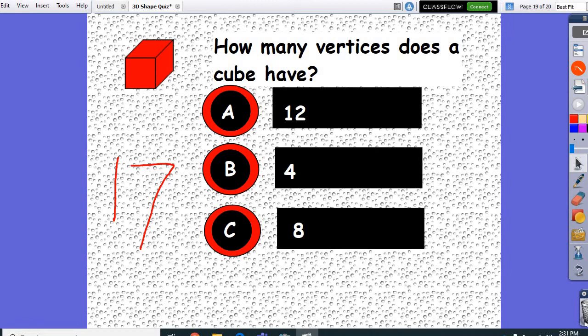Sorry about that. Alright, so when you've finished your test, go ahead and take a nice clear picture of it and attach it to this assignment, okay?